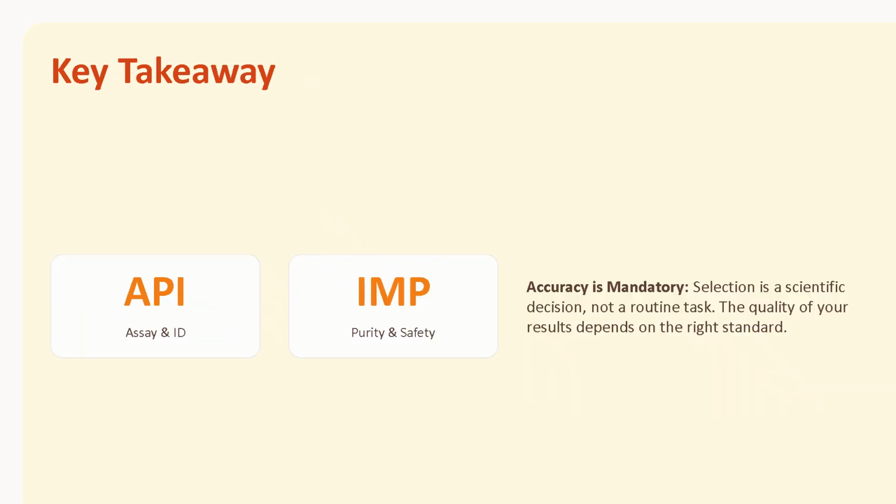Let's summarize everything in a simple way. API standards are used for assay and identification. Impurity standards are used for impurity testing, purity, and safety. Remember one key message. Reference standard selection is not a routine step. It is a scientific decision. And the accuracy of your results depends on it. Because, in pharmaceutical analysis, accuracy is not optional. It is mandatory.